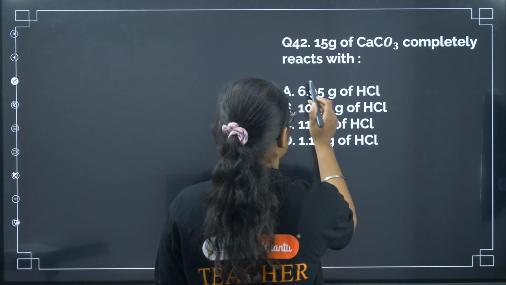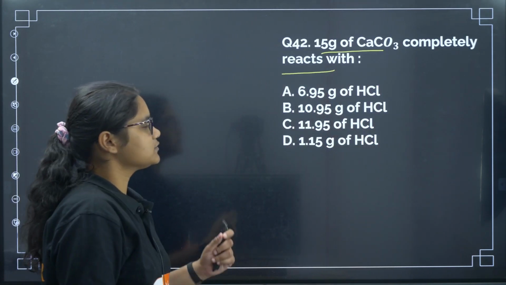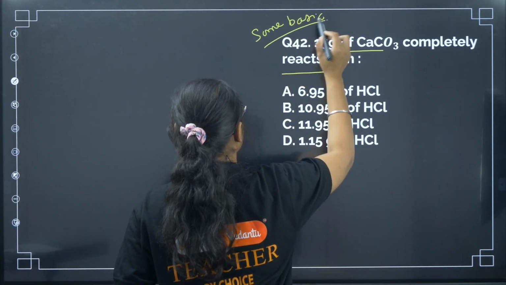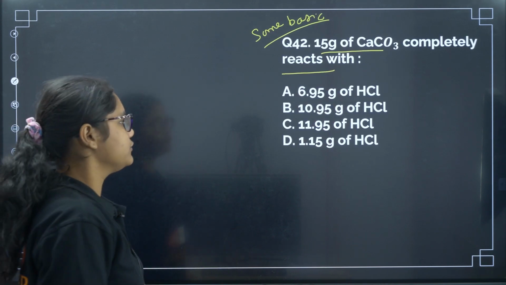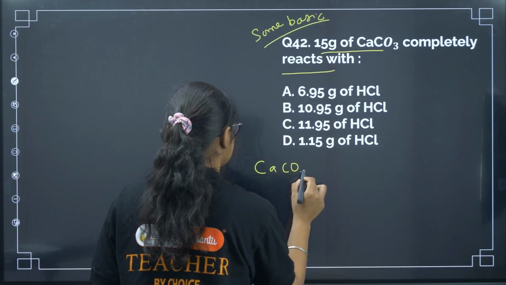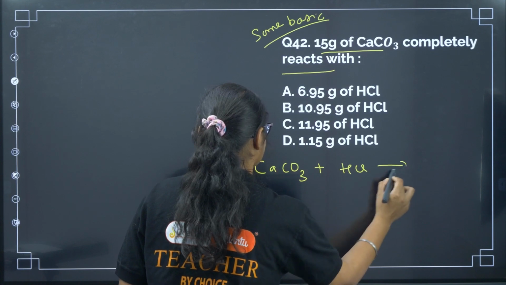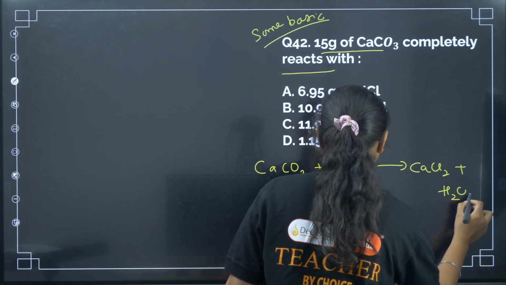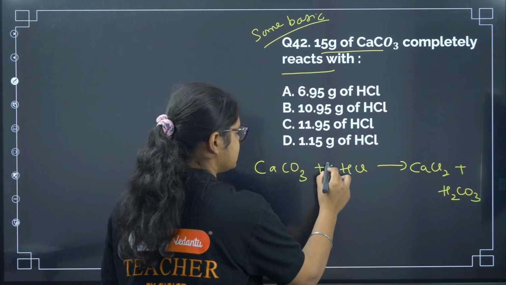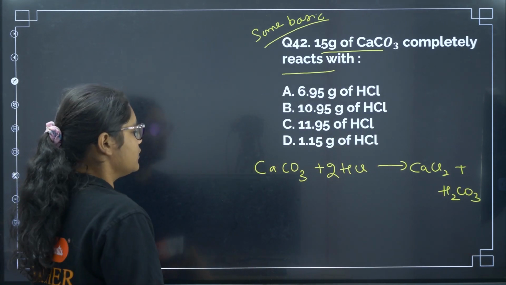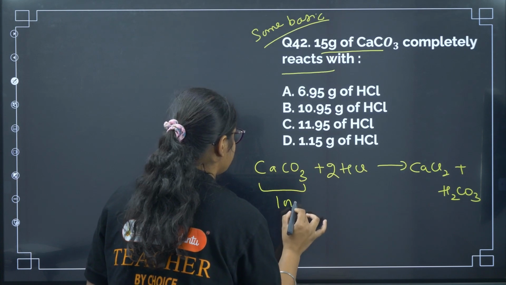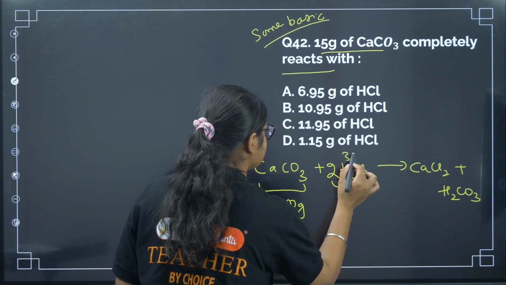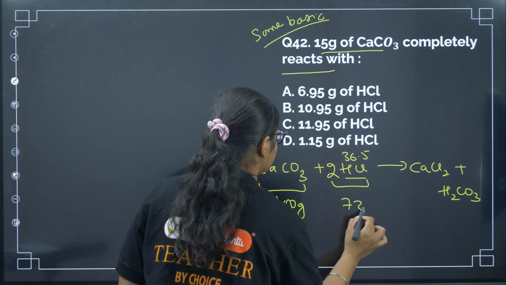Next, 15 gram of calcium carbonate completely reacts with. Okay, so this question is from some basic concepts of chemistry, that is your first chapter. So this is also a very easy question. You know what is happening here? The reaction is between CaCO3 plus HCl. Okay, this gives you CaCl2 plus H2CO3, right? So if you balance it, we'll require 2 HCl, right? Now, if you take the molar masses, calcium carbonate is 100 gram and HCl is 35.5 plus 1, 36.5, 36.5 into 2 is 73 gram, right?